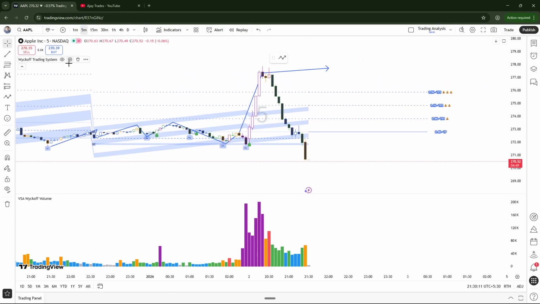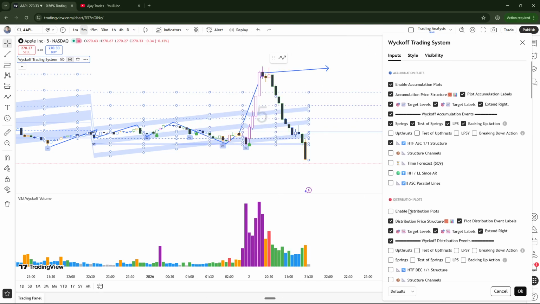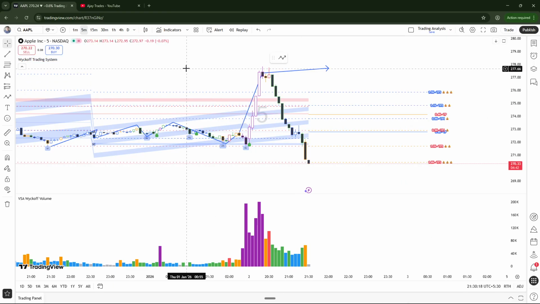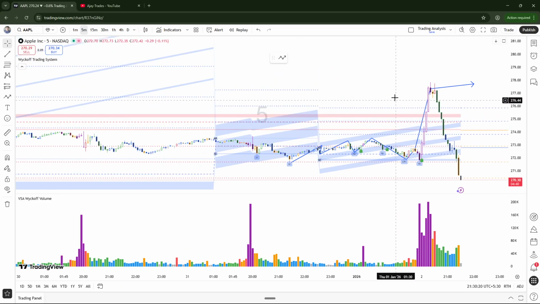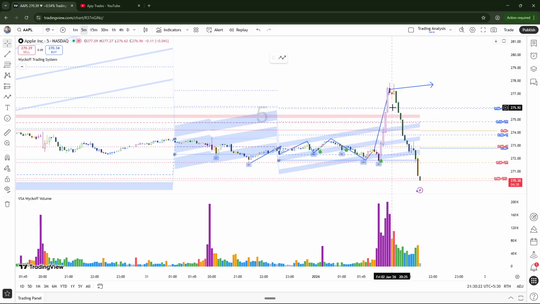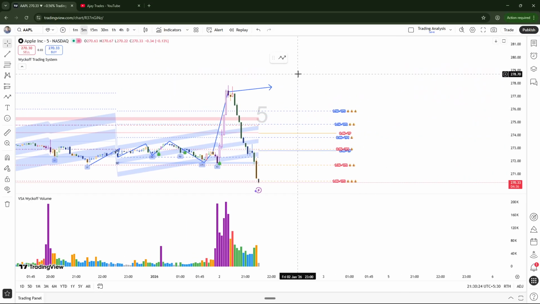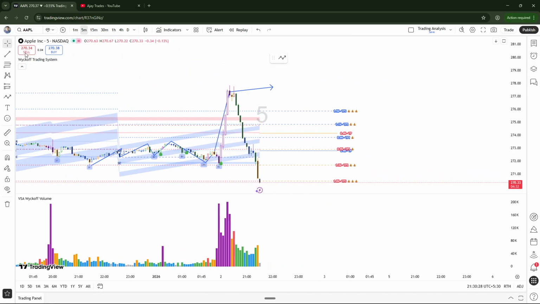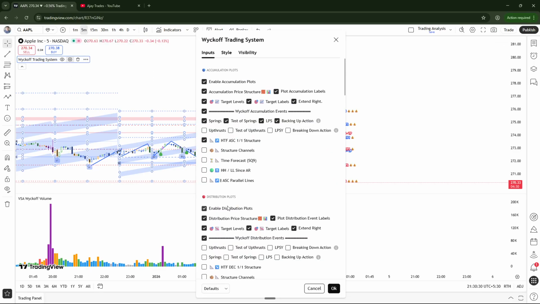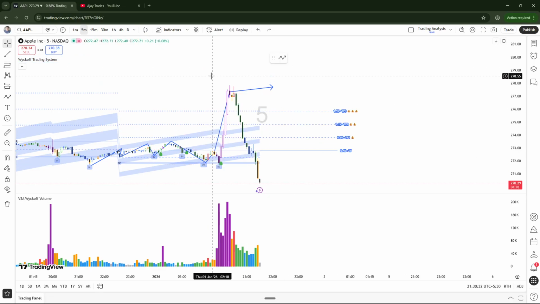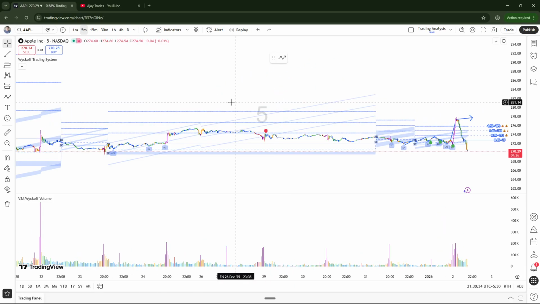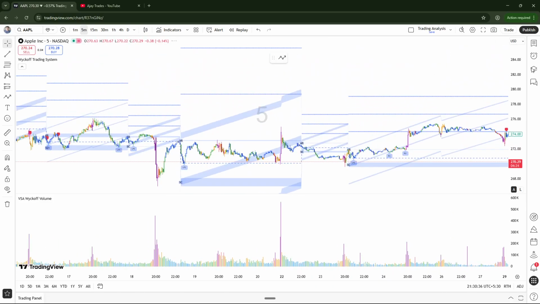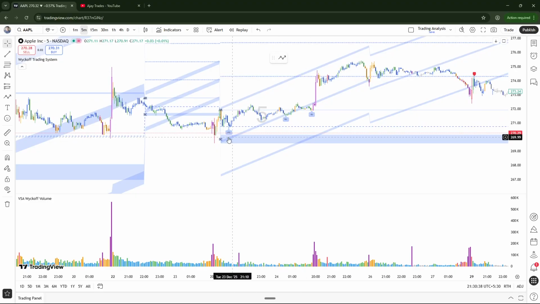And if I add the distribution, you see here the distribution structure was happening there, and after hitting our target, it came down, right? So this is what it's telling us, guys, it's making our job easier to figure out what trade we should take.